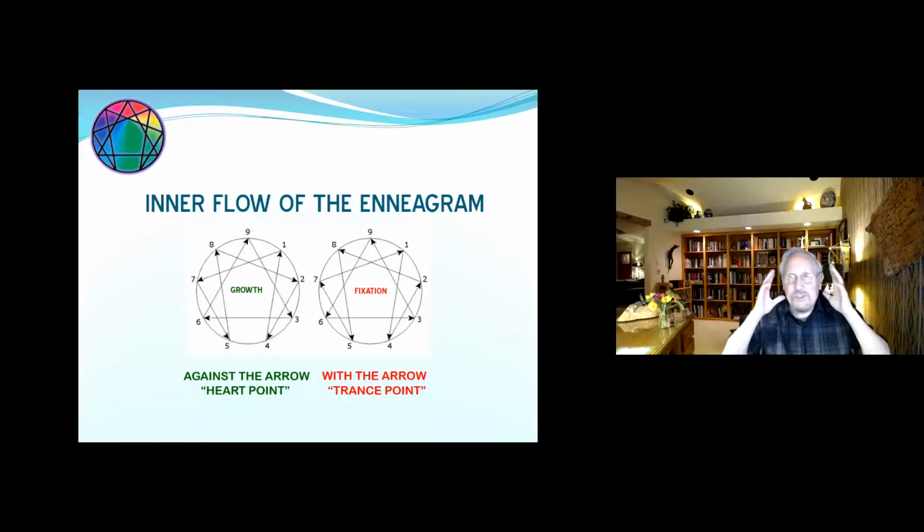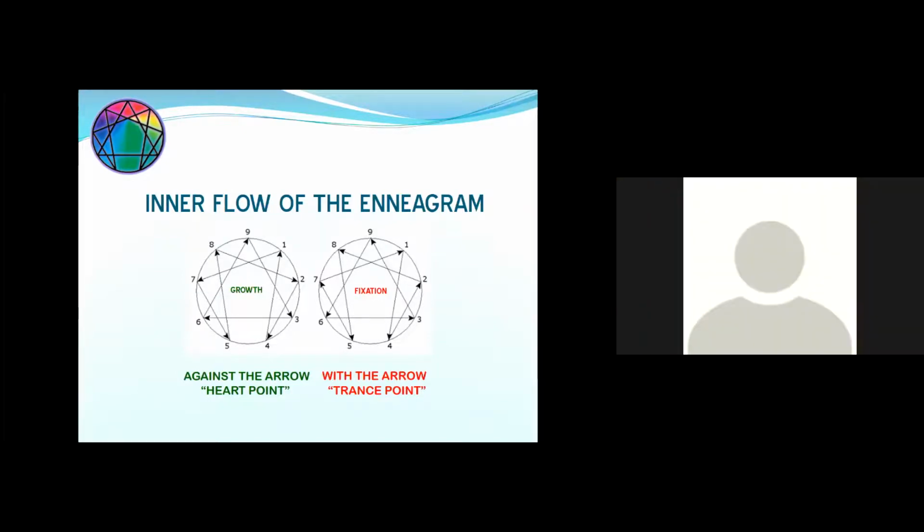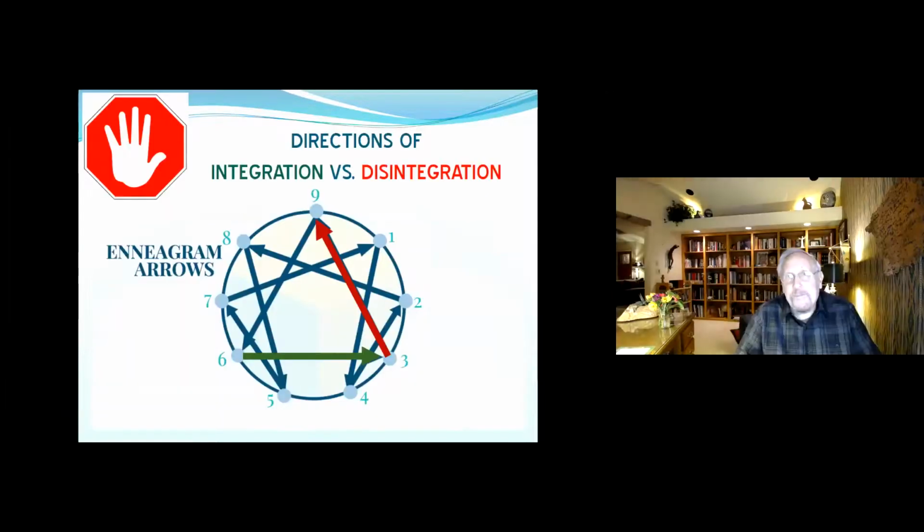And so just think about it as you got 2 lines to every type. And one type is the fixation point. It's just kind of where we go when we're asleep. It's not a bad place. It's just a trance point. And the hard work of the salmon swimming upstream to reconnect to the soul child, the heart point, that's going to be the growth point.